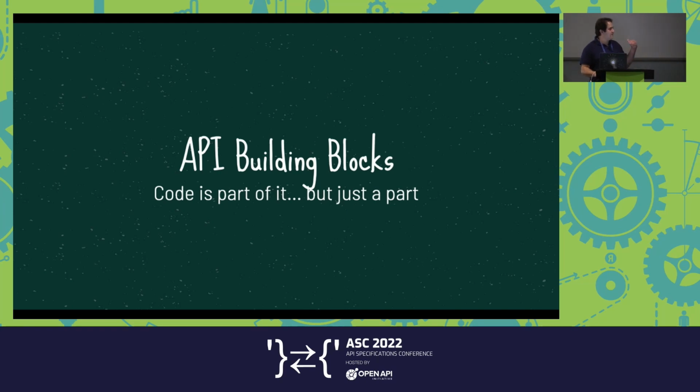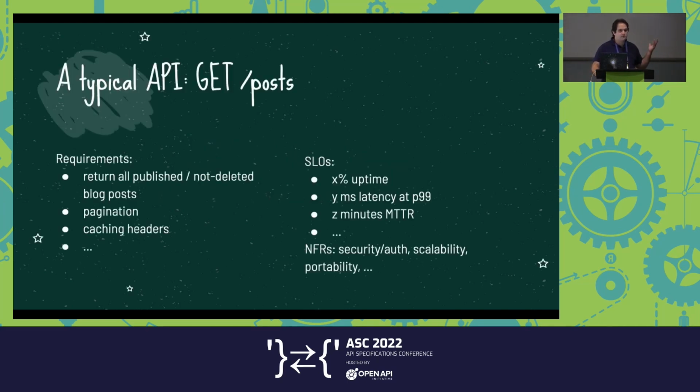Let's take a look at what actually goes into an API. So I'll do a simple one here. You could imagine this as an API for like a WordPress blog or something like that. Let's get all the posts for my blog. So I start out with a set of requirements. You need to return a list of all published blog posts. I might have pagination requirements in there. I might have cache control requirements for the headers. Have a series of SLOs, SLAs around latency, uptime, mean time to recovery, what have you. Non-functional requirements around security, portability, et cetera, et cetera.